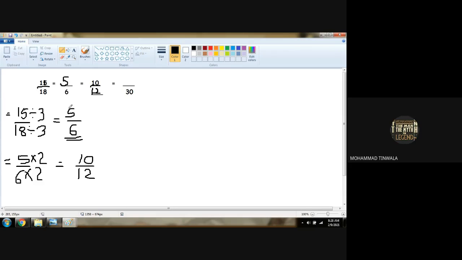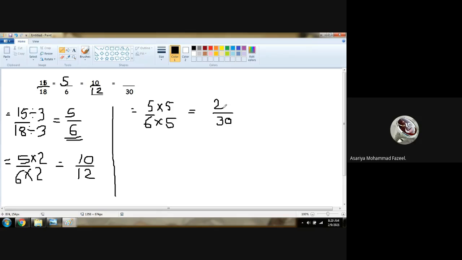Got it? Yes, sir. Very easy. Our base term will be the same, 5 upon 6, because that is the lowest term. Now 5 upon 6, and we got 30 here as the denominator. So 6 has to reach up to 30. 6 fives are 30, and 5 will also be multiplied by 5. Sorry, 5 fives are 25. So you got 25 here. Is that all clear?